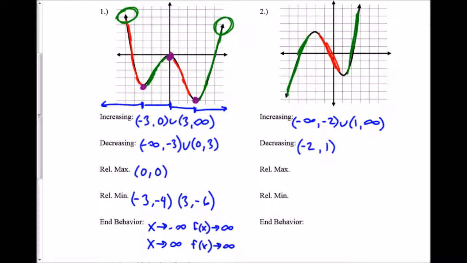Relative maximum is right here. Looks like the ordered pair (-2, 3). And then there's a relative minimum right here. Looks like the ordered pair (1, -3).